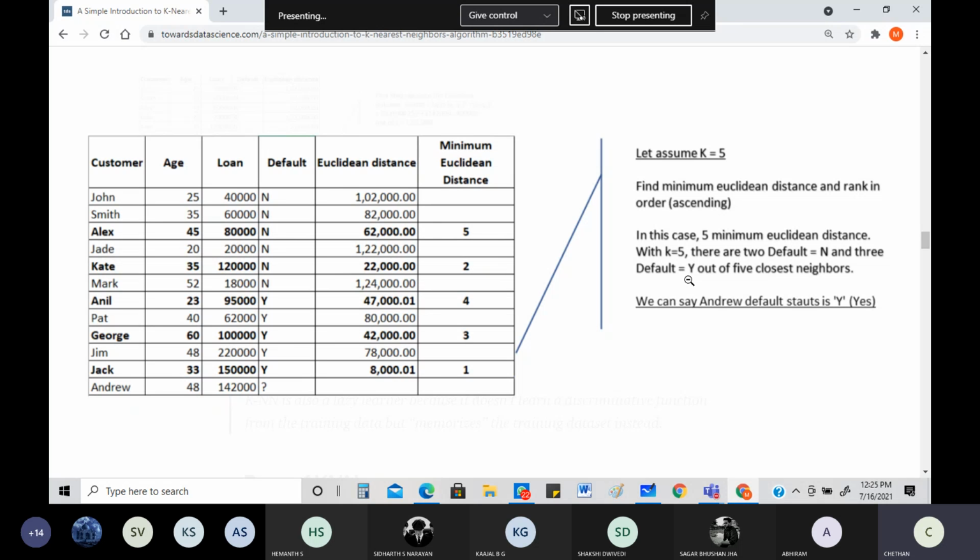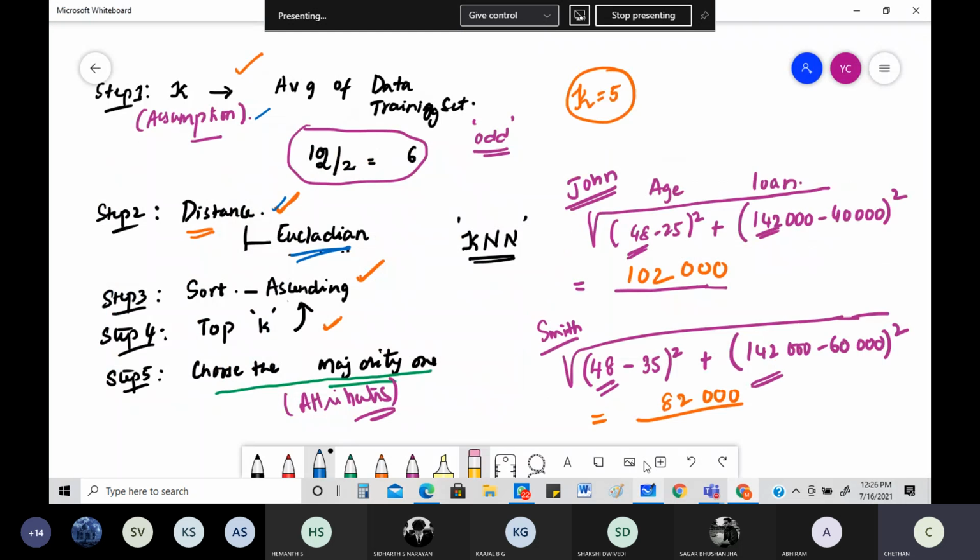A very simple example. And you figured out that Andrew is a loan defaulter. Why? Because you got the majority count as 3, 2. 3 was yes, 2 was no. Because it's the majority, you said yes.